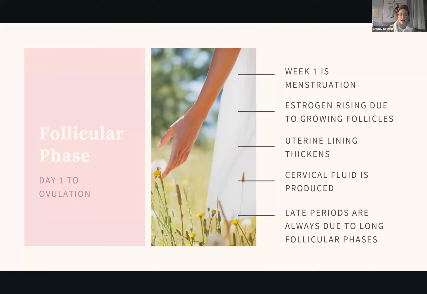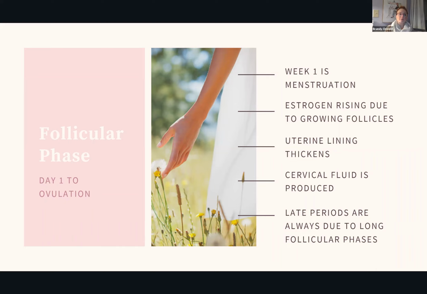And then from there, as our bleeding starts to wrap up, we move into kind of the heart of the follicular phase. There's like a week or so before we're in that full ovulatory phase and after we're in menstruation, where we're in this spring energy of our cycle. During this time, estrogen is rising due to the growing ovarian follicles.